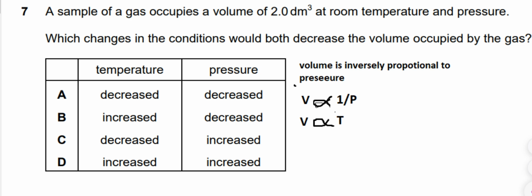Using this information, the question is asking what condition would both decrease the volume. So we now know that increasing the pressure will decrease the volume and decreasing the temperature will decrease the volume. So the option that says decrease in temperature and increase in pressure is our correct answer. So according to this information, Charlie is the correct answer for this question.